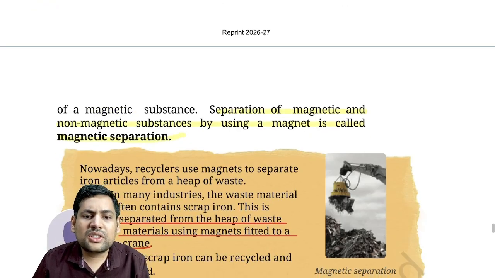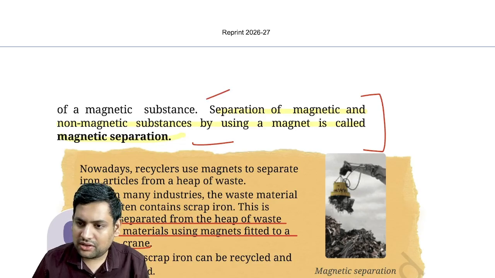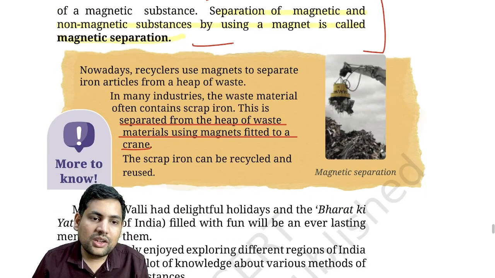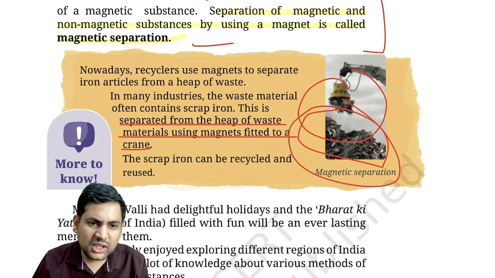Then it also talks about magnetic separation. What is magnetic separation? Separation of magnetic and non-magnetic substances by using a magnet is called magnetic separation. So what you have to do, for example, this they do in scrapping. They take a very strong magnet here and they will move it closer to this entire heap of waste.